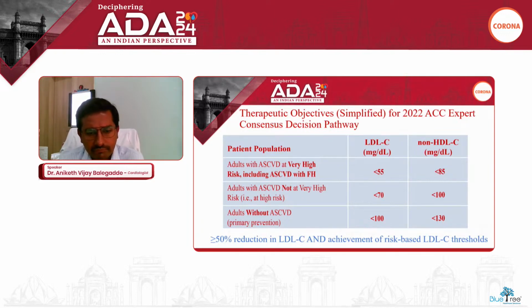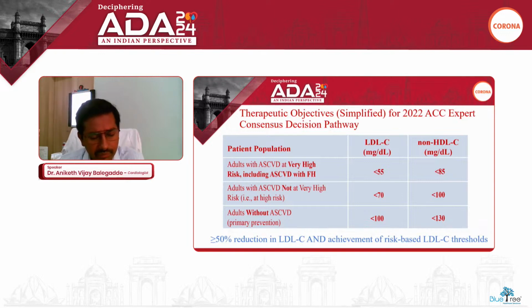So suppose in regular practice, what we usually see is if an adult is without ASCVD, they do not have any risk, we like to keep the LDL less than 100 or non-HDL cholesterol less than 130. But adults who already have risk factors of ASCVD, like a previous stroke, TIA or MI, come under secondary prevention. So in secondary prevention, we always like to keep an LDL cholesterol less than 70.